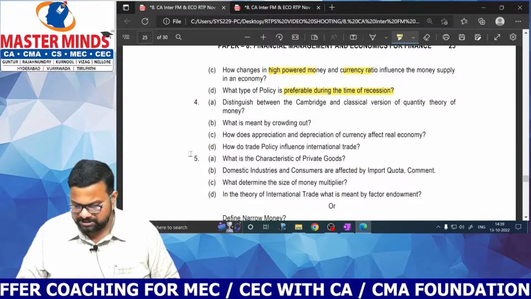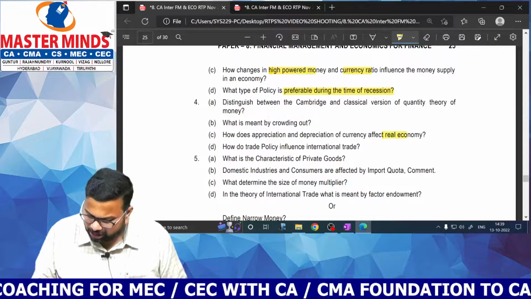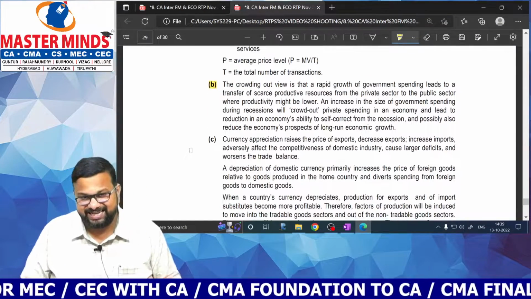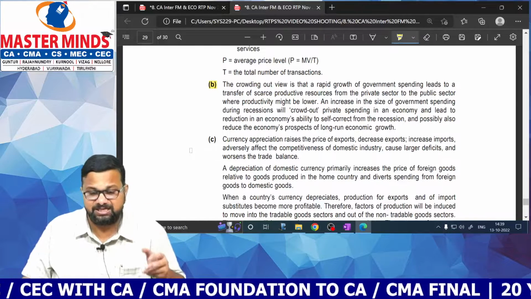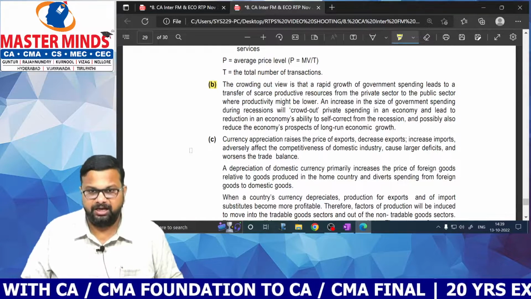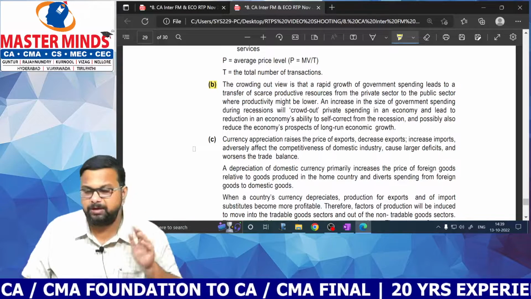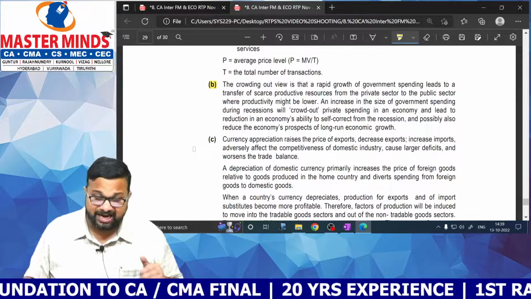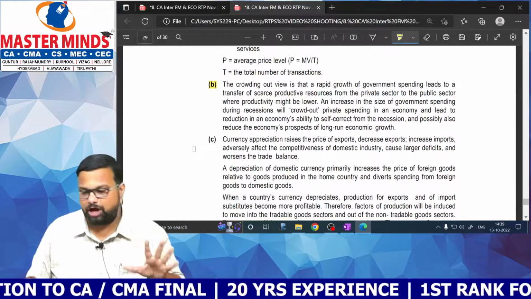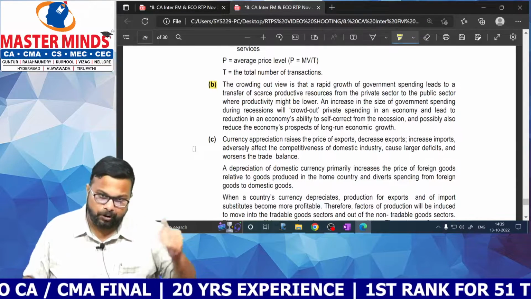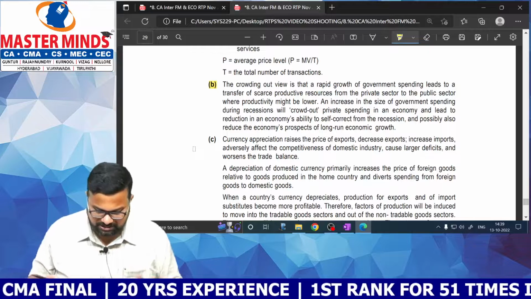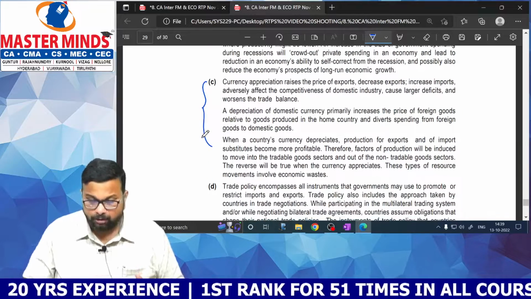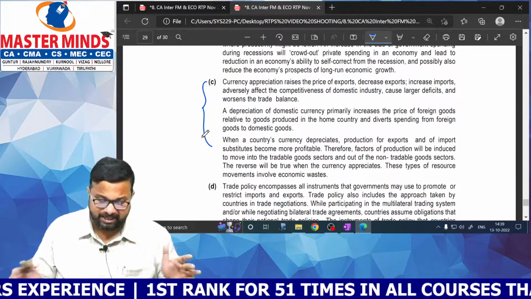Next, how does appreciation or depreciation of currency affect the real economy? Real economy is in terms of output. If there is a depreciation of the rupee or home currency, exports rise and imports decline. And if there is appreciation of the rupee, then exports decline and imports rise. The same thing is given here in a much more elaborate way, and the same thing is present in our material also. So almost all the questions that we have discussed till now are all in our material.